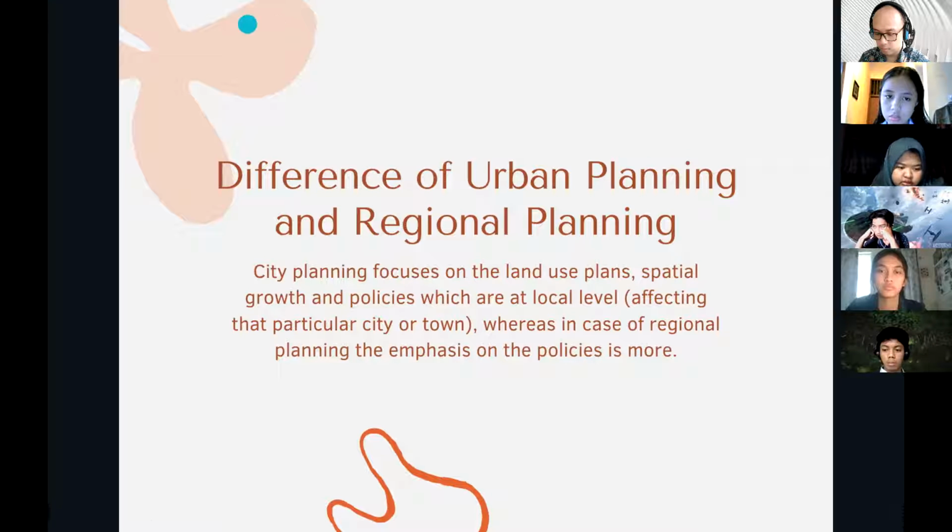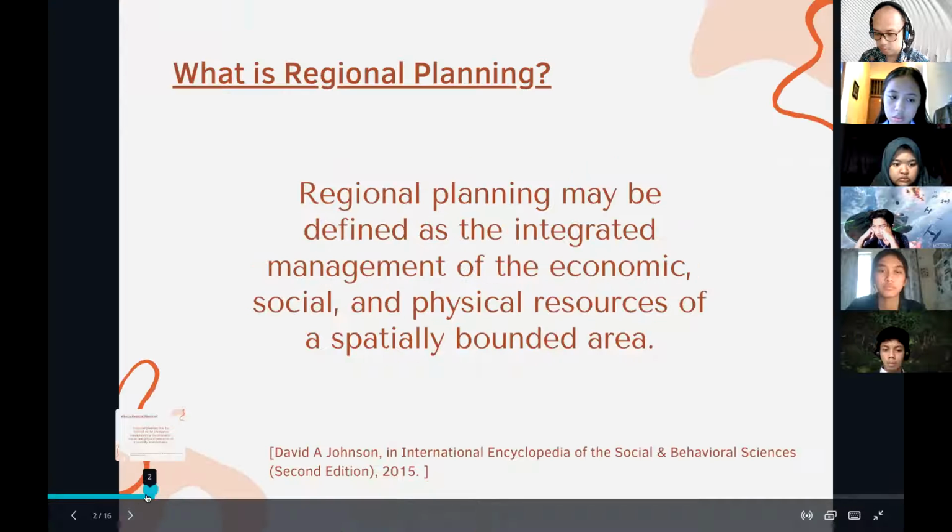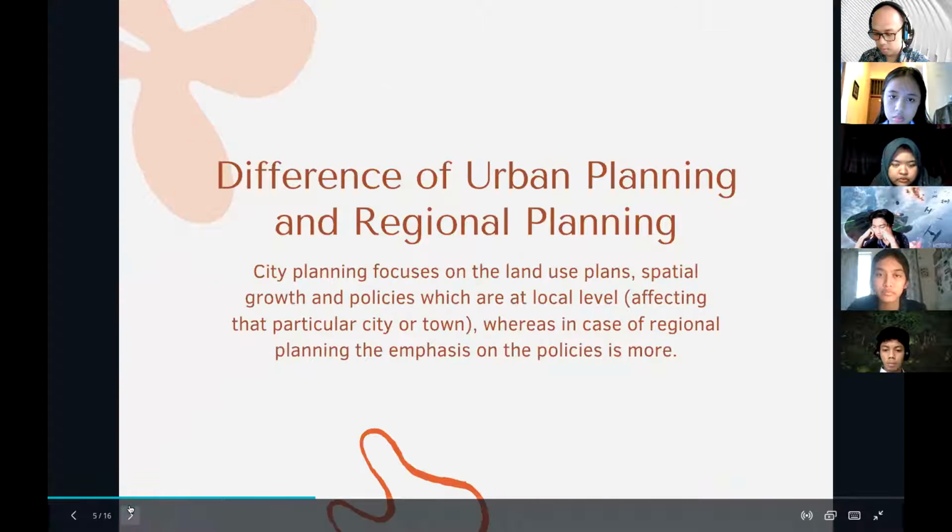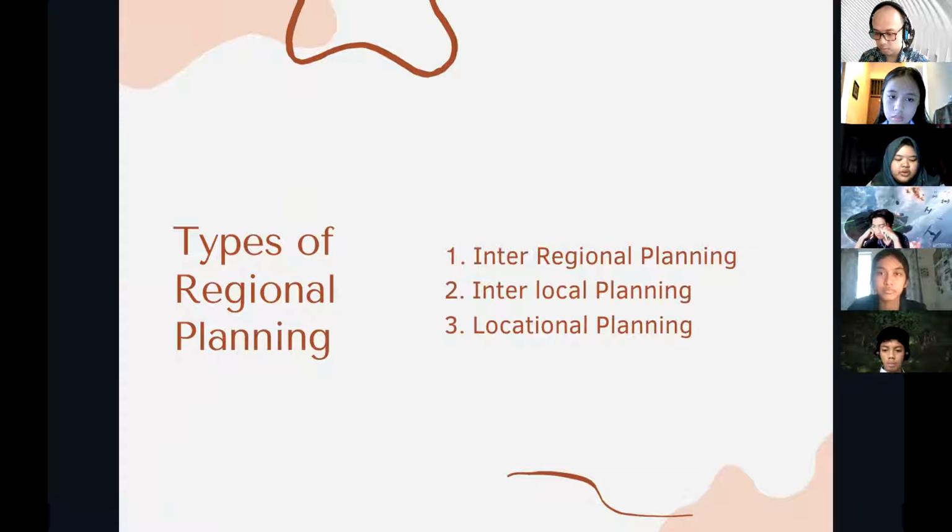And then the next is, there are three types of regional planning. The first one is interregional planning. Interregional planning is part of regional planning along with sectoral and global planning. All three are interrelated fields of national planning. And then the second one is interlocal planning. There is an important difference in scale between interregional and interlocal planning. Interregional planning is activities at the national level, while interlocal is at the regional level.